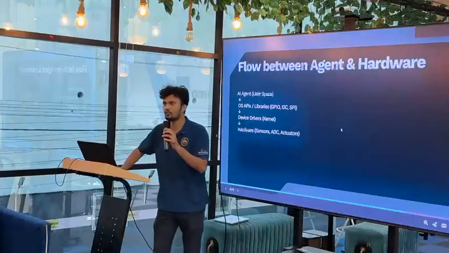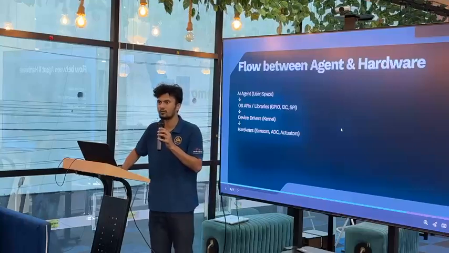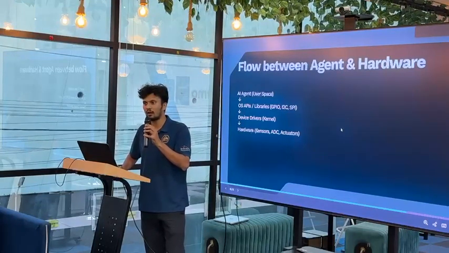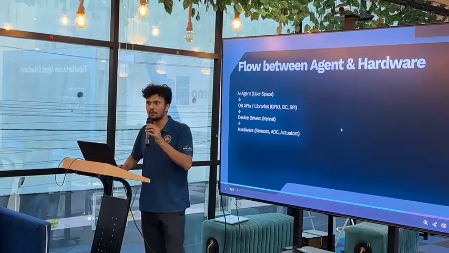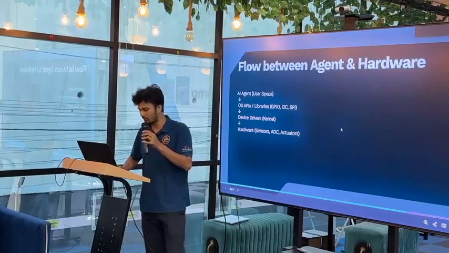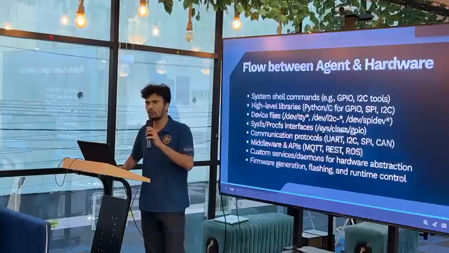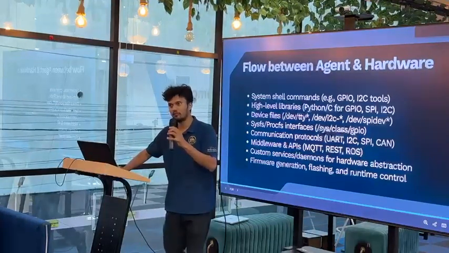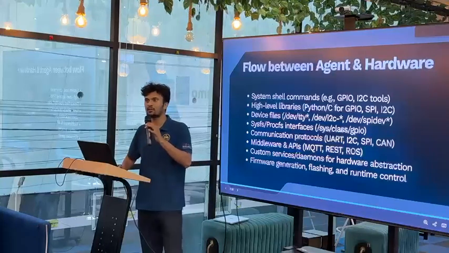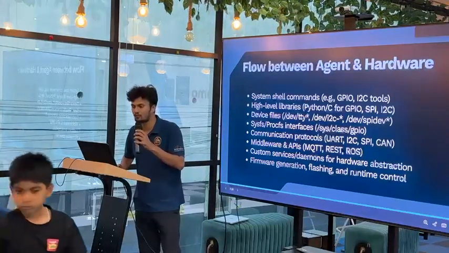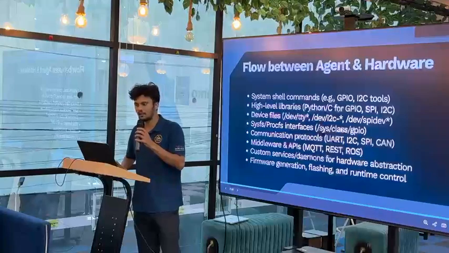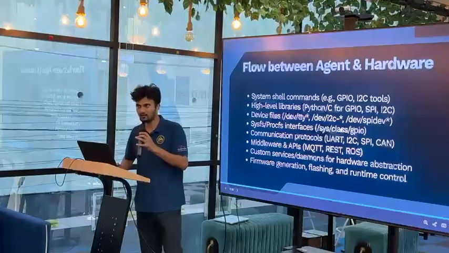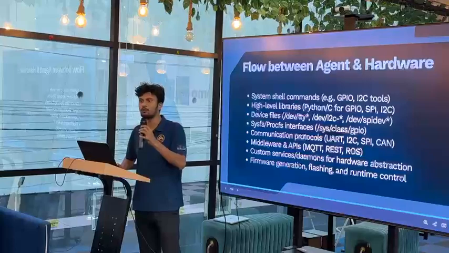So how does it work between an agent and the hardware, if you may ask, in Linux? In Linux, we'll have something called operating system APIs and device drivers. So you can directly make use of the device drivers and the APIs to give accessibility to the AI agent. So this is the flow which can be used. It can use GPIO or I2C tools from the system shell, or it can use any higher level microcontroller programming language such as Python, C, embedded C, anything. So these are some of the ways in which an AI agent can communicate with your existing hardware.